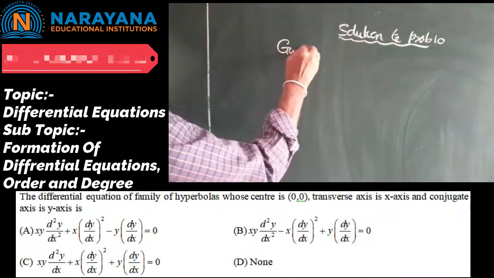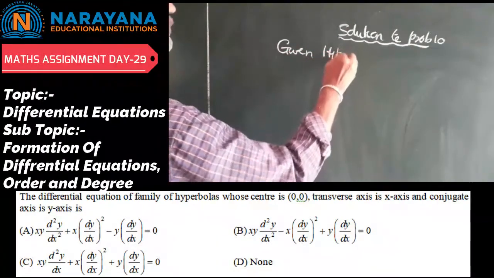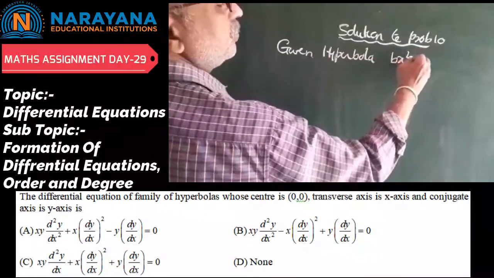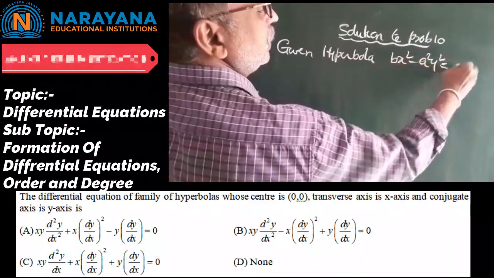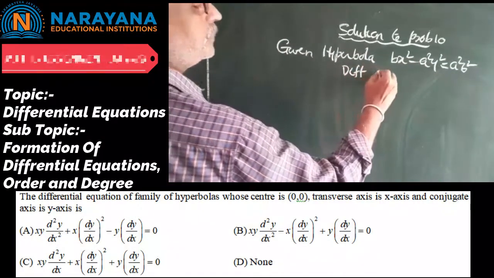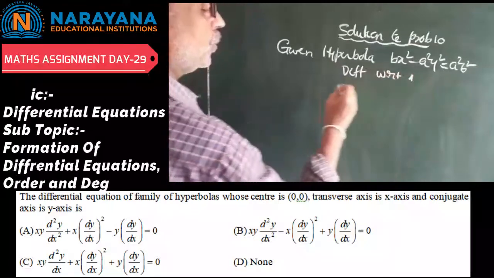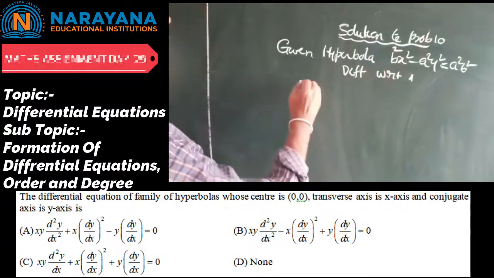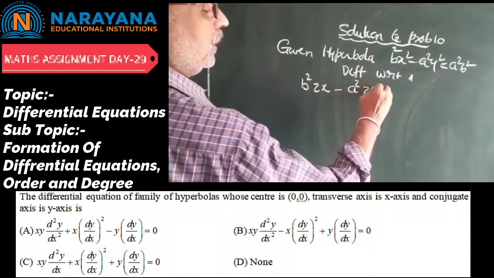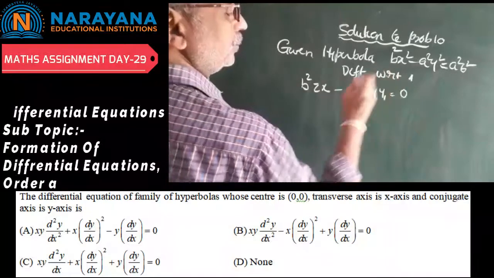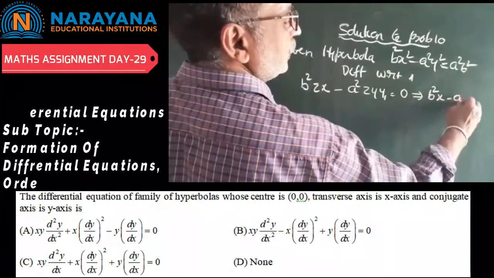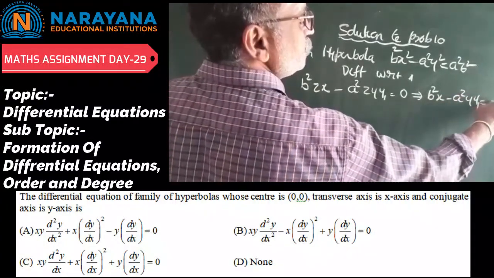Given hyperbola b square x square minus a square y square equal to a square b square. Differentiating with respect to x, this is b square x square. So b square into 2x minus a square into 2y into y1 is equal to 0. Cancel 2. So you can get b square x minus a square y1 equal to 0.